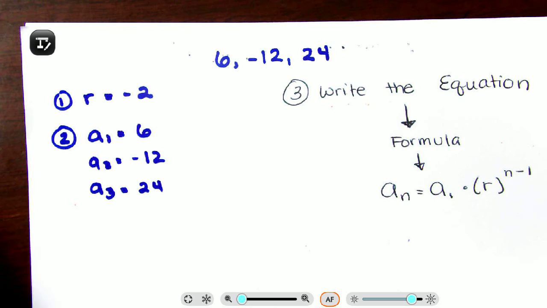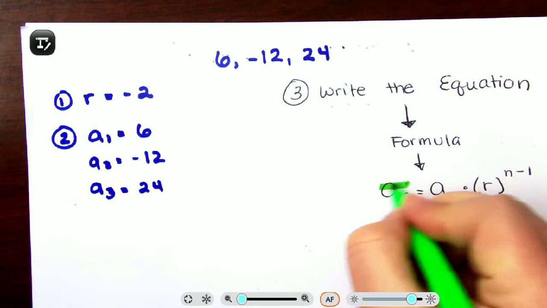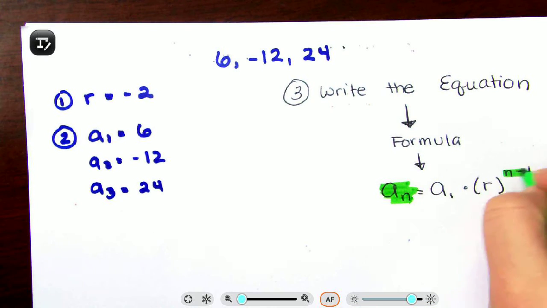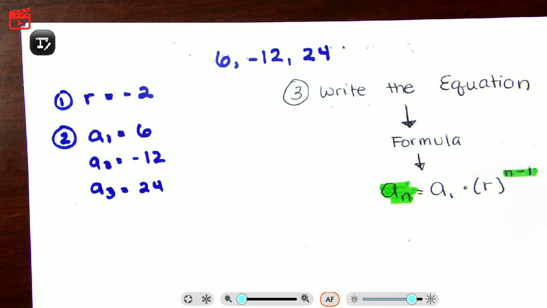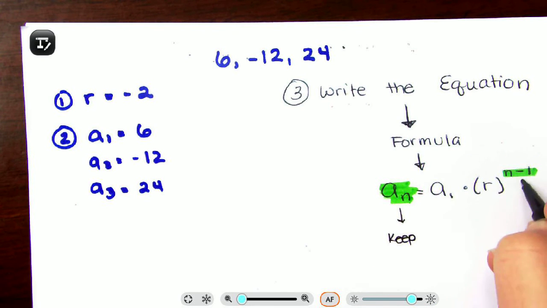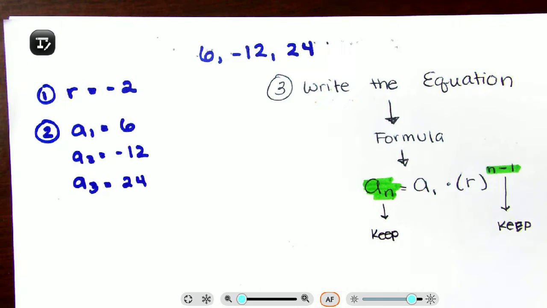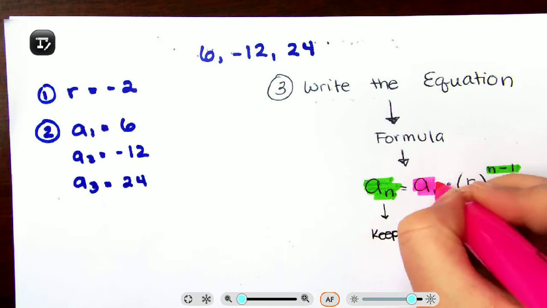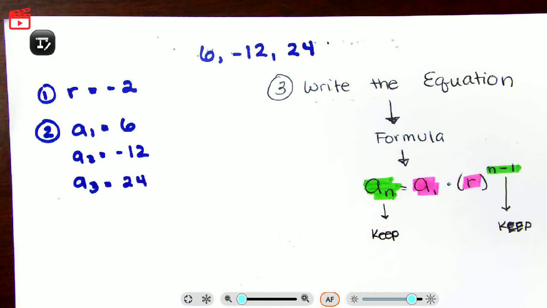So we're going to play a little keep, change game. We're going to keep the a sub n. We're going to keep the n minus 1. Those do not change. We're going to keep both. Now what we're going to change is your a sub 1 and your r.